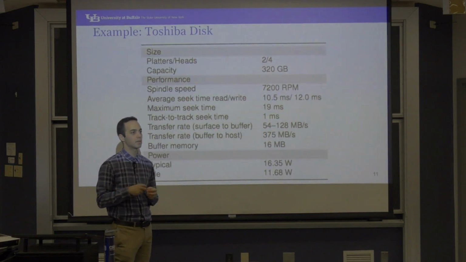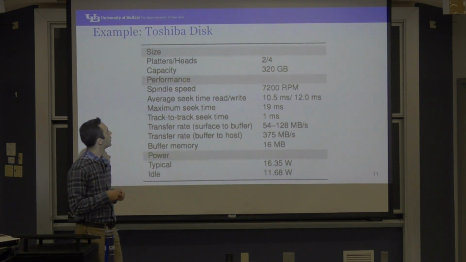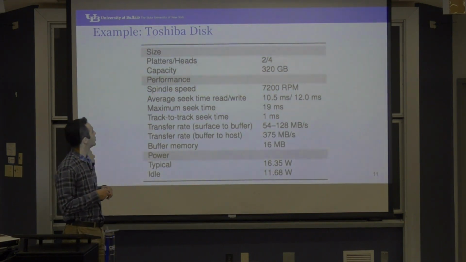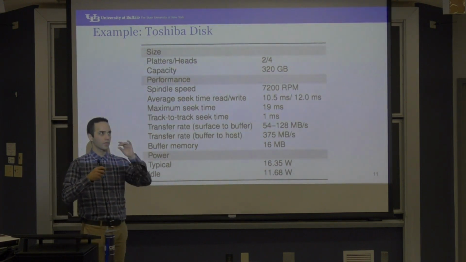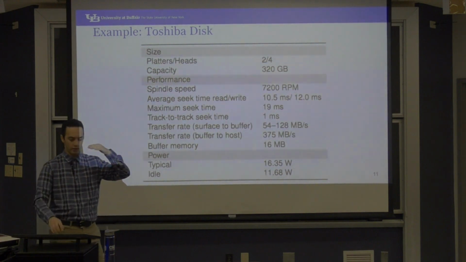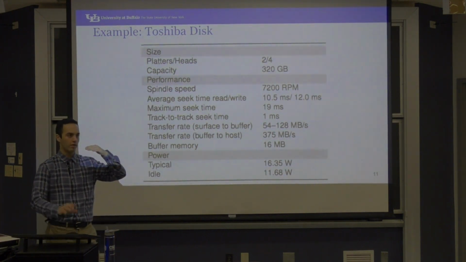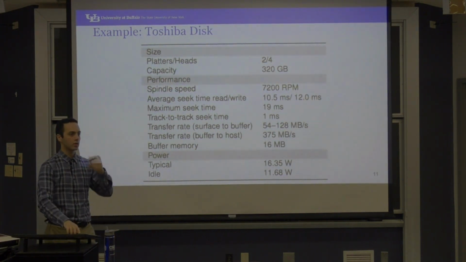Yes? It says 2 platters, 4 heads. Does that mean it's writing to both sides of this? 2 platters, 4 heads. I think it does. I haven't actually checked that, but I think for each platter you can have an arm above it and one arm under it. So you can have double coding.